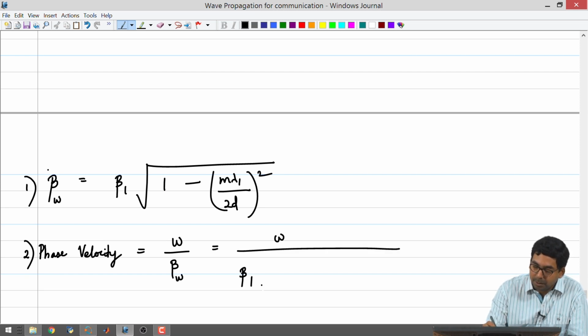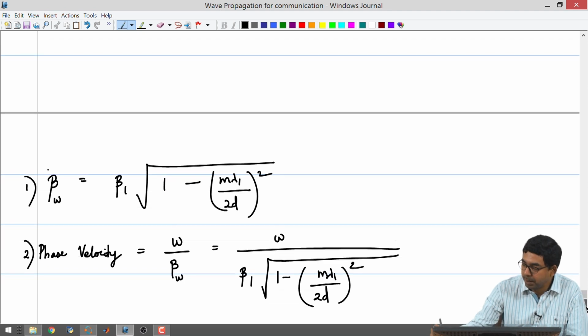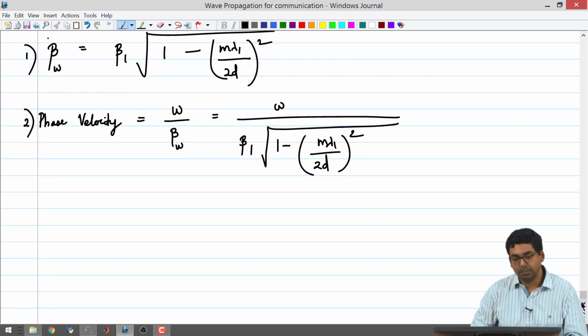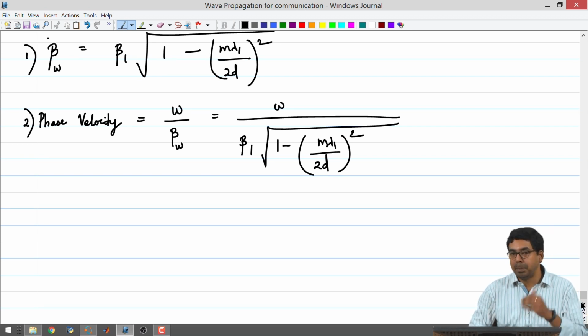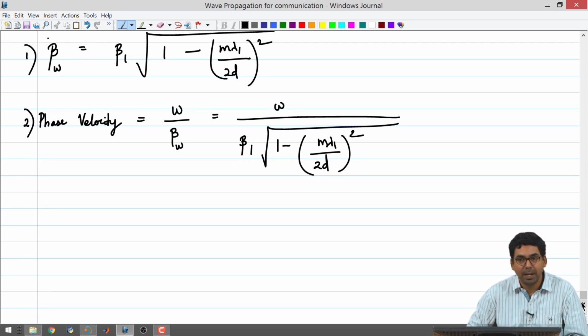is equal to omega divided by beta 1 square root of 1 minus (m lambda 1 by 2d) squared. Now, omega divided by beta 1: omega is the angular frequency of the wave that you are passing through this waveguide, beta 1 is the phase constant of the homogeneous medium, so omega divided by beta 1 is going to be the velocity in that free space medium.